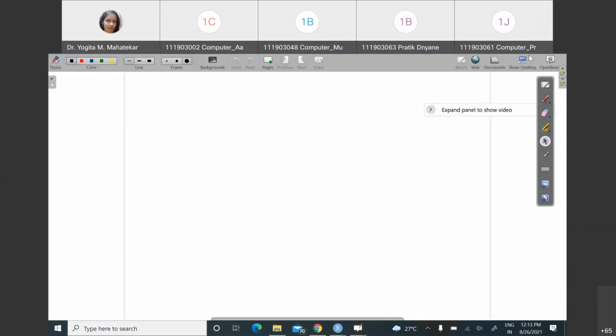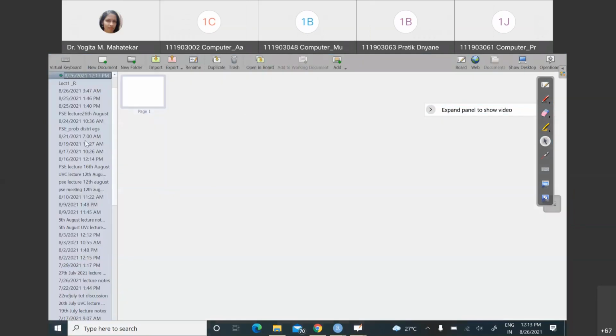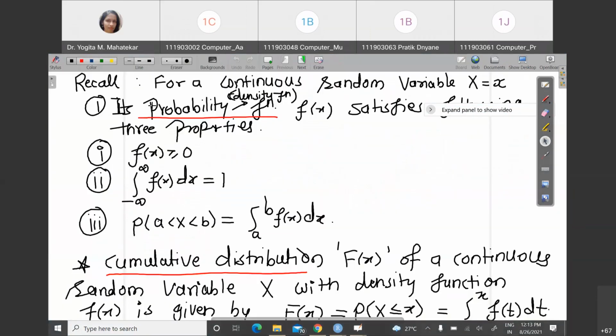So on the whiteboard, I have written a few things just to save time. So let me just start with the first slide of today's lecture. Is the slide visible? Whiteboard slide. I hope it is visible.